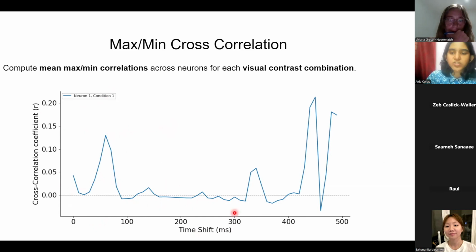And after this, what we did is we picked out the maximum cross correlation and the minimum cross correlation for each neuron for each condition, and then we averaged it. So finally, we got a mean maximum cross correlation and a mean minimum cross correlation for each condition. By condition, again, I mean the different visual stimulus that was presented to the mice. And now let's come to our final data visualizations.